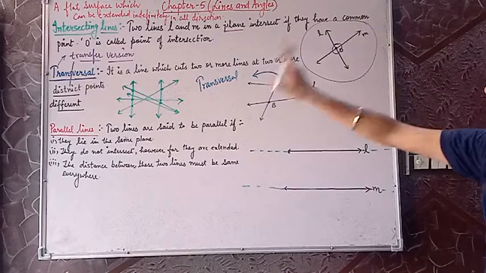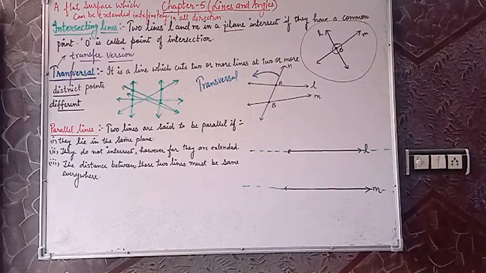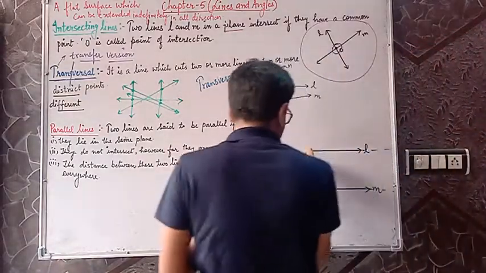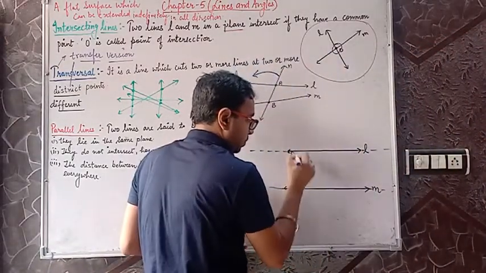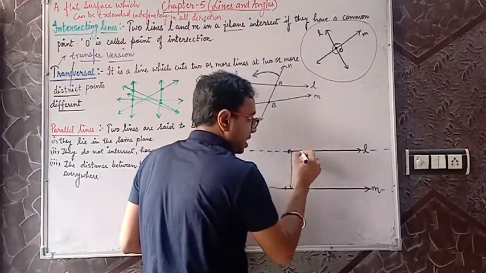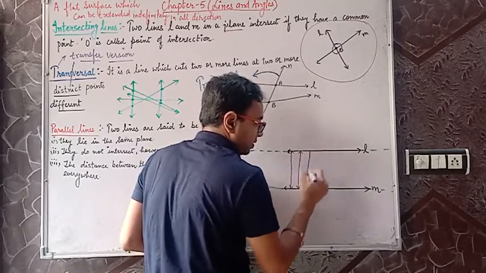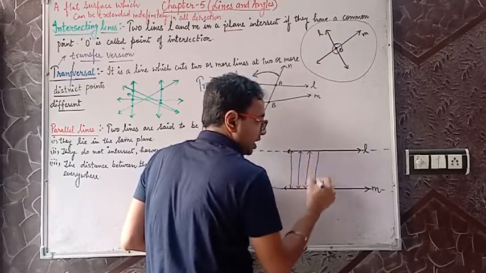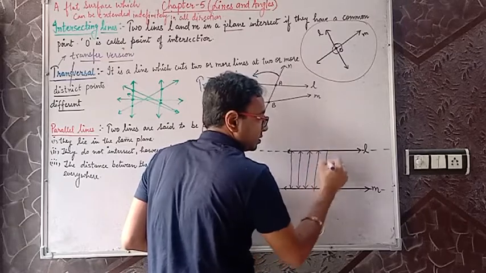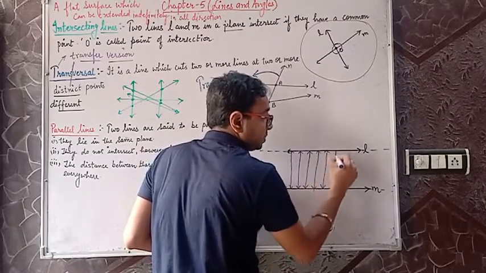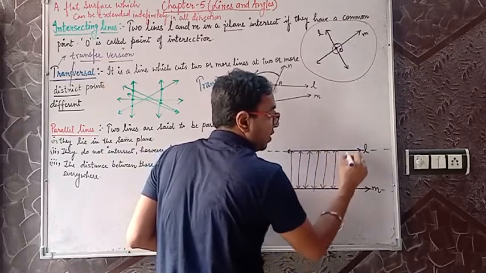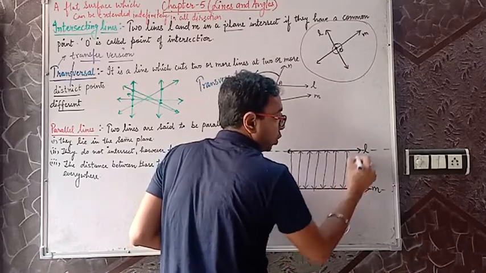Clear? Next, the distance between these two lines must be the same everywhere. That is important. Now, if you observe, the distance between these two lines is the same everywhere. It is not changing. It is not increasing. It is not decreasing. It is the same everywhere. Hence, the distance must be constant. This is a very important condition for two parallel lines.